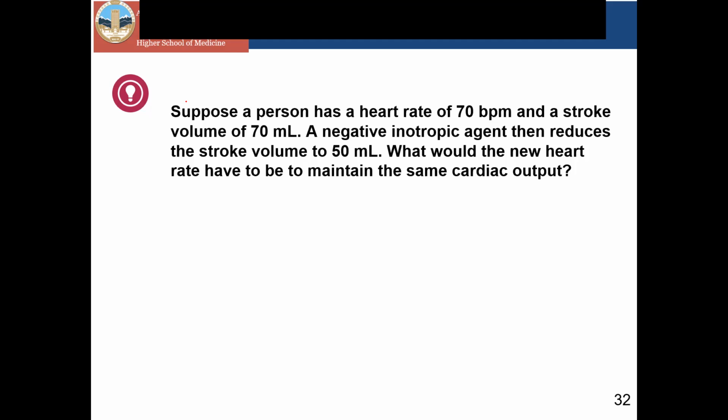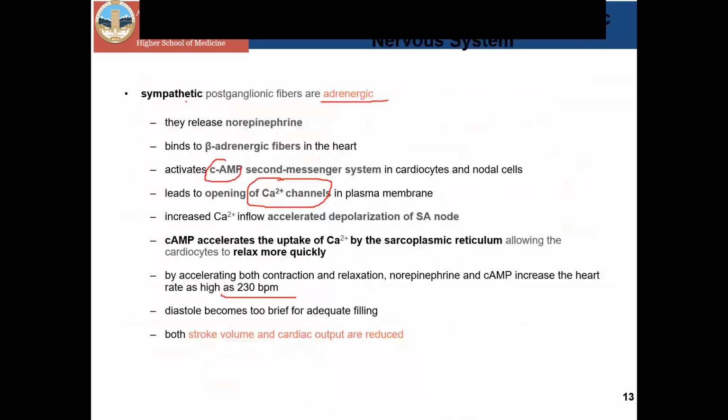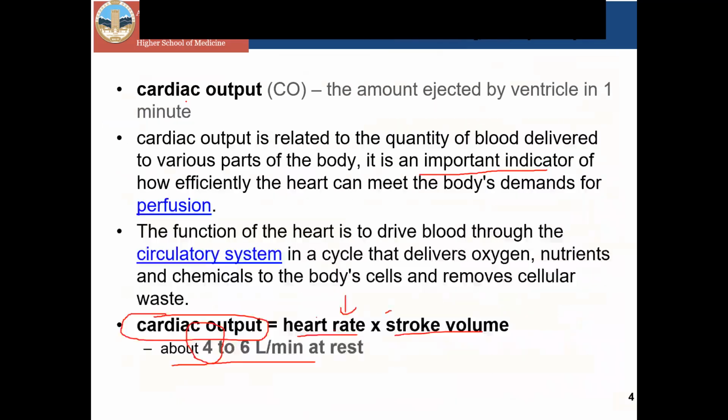What do you think, guys? Do you have ideas about this? Guys? I think because he's relaxing. We need to count it. Do you remember cardiac output? Pulse multiplied by stroke volume.